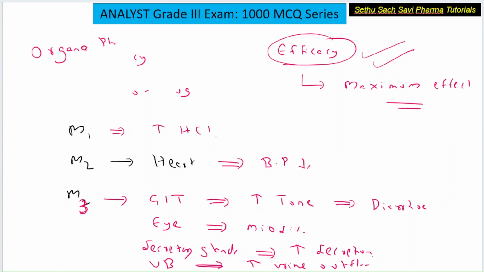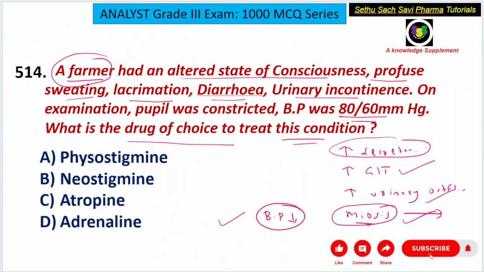So you know that organophosphorus compound belongs to the cholinergic category, right? So this is an indication of organophosphorus poisoning. In organophosphorus poisoning, BP will come down. There will be constriction of pupil, urine outflow, GIT movement, diarrhea, everything would be more. So in organophosphorus poisoning, the drug of choice is what? Yes, the drug of choice is atropine. So atropine is the drug of choice for organophosphorus poisoning, OP poisoning.